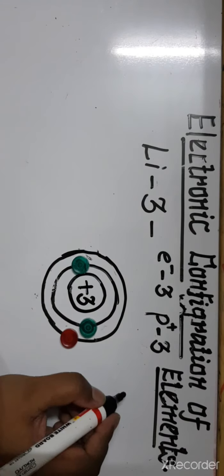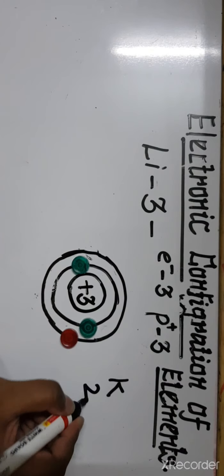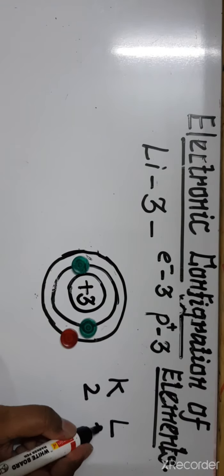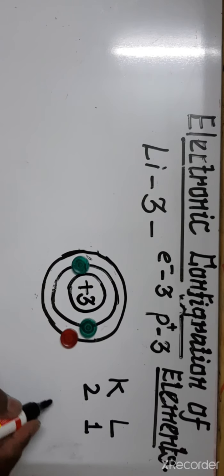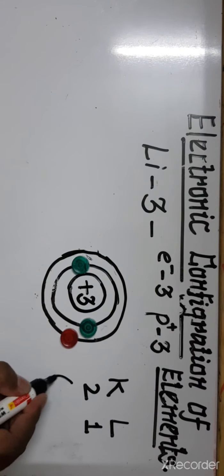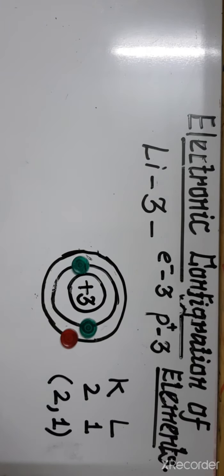So the first shell is which one? The K shell. How many electrons are there in the K shell? 2 electrons. The second shell is the L shell. How many electrons are present in the L shell? 1 electron. So what will be the electronic configuration of lithium? The electronic configuration of lithium will be 2, 1. Clear with this? That means 2 electrons are present in the first shell and 1 electron is present in the second shell.